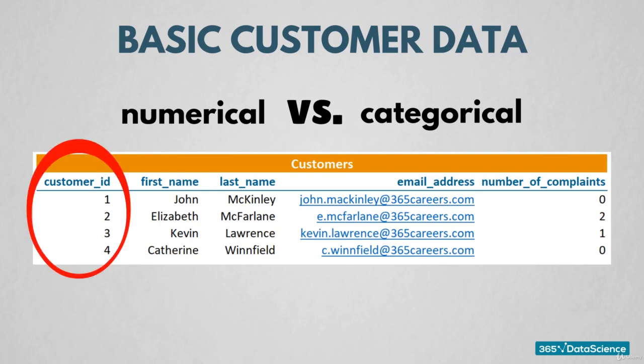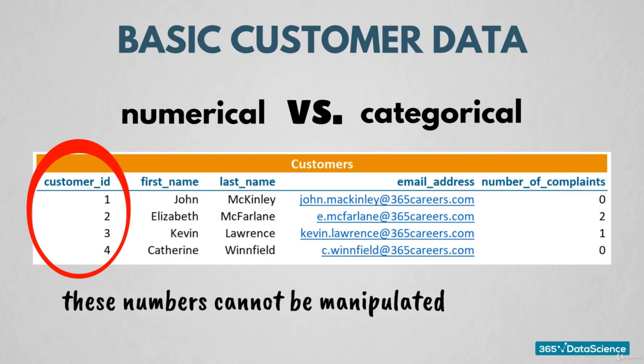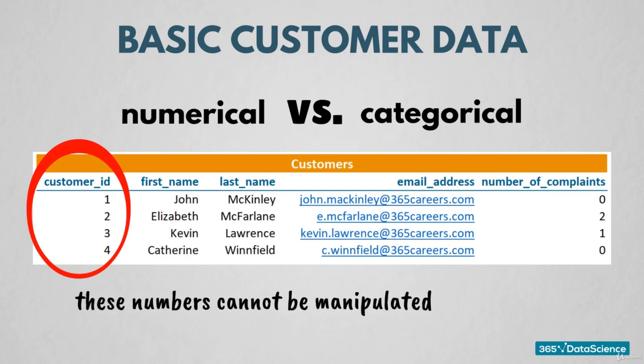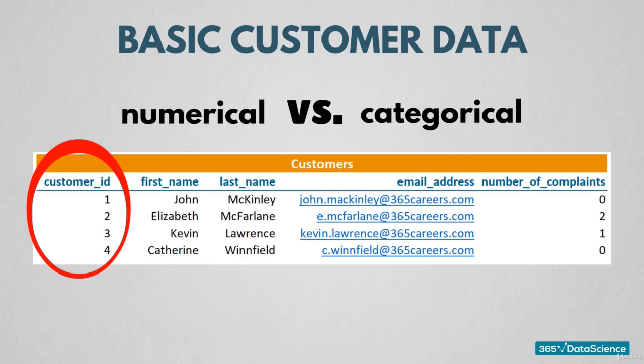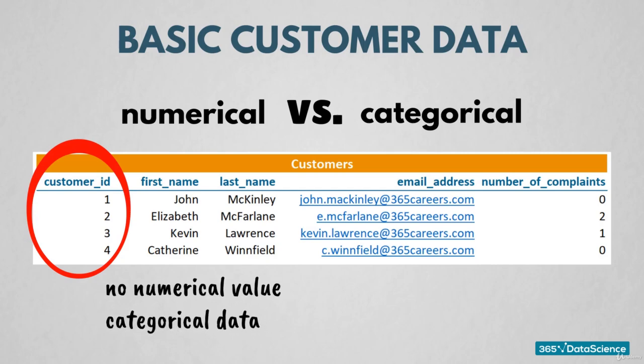Notice the first column. It shows the ID assigned to the different customers. These numbers, however, cannot be manipulated. Calculating an average ID is not something that would give you any sort of useful information. This means that even though they are numbers, they hold no numerical value and therefore represent categorical data.